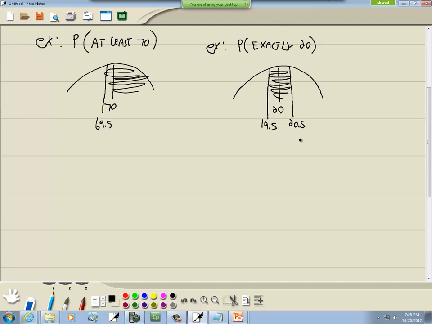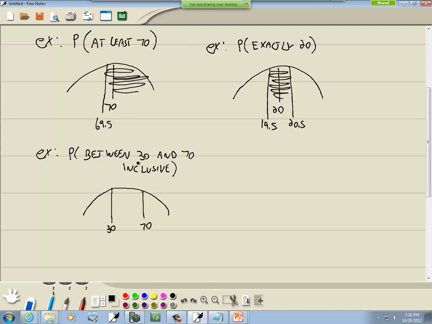And let me do one more example so we see this. Between 30 and 70, inclusive. Inclusive means it includes those values. Okay, here's 30, and here's 70. We said it includes those values. So over here, I'm going to subtract 0.5, and over here, I'll add 0.5. And then between, we shade between them. Again, if our wording includes 30 and 70, then our shading has to include 30 and 70.